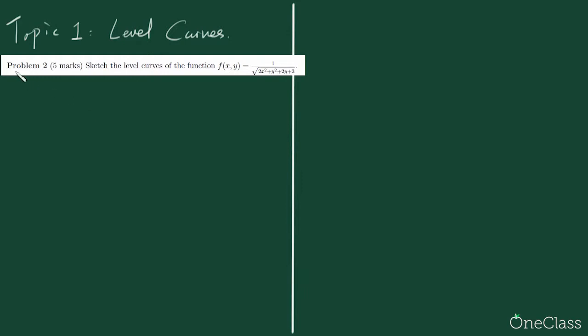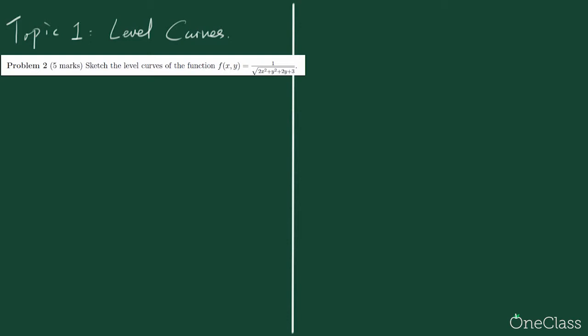So this question is from the 2010 term test 1. The question is asking, sketch the level curves of the function f(x, y), which is equal to 1 over the square root of 2x squared plus y squared plus 2y plus 3. So this one is a little bit harder than the previous one because this one is more general.